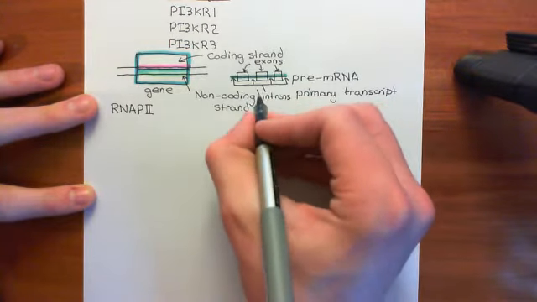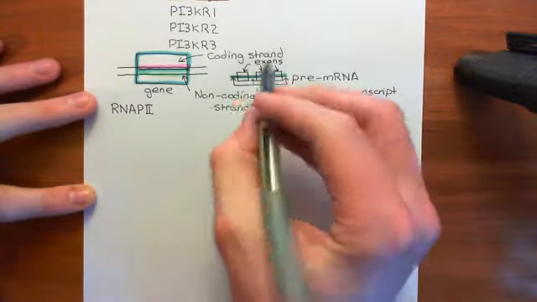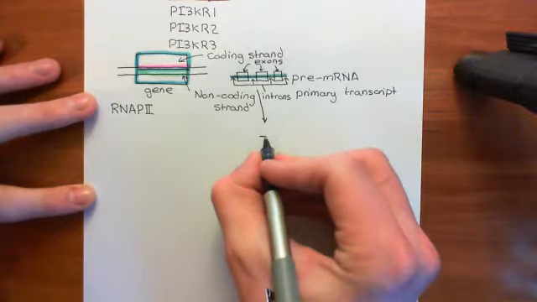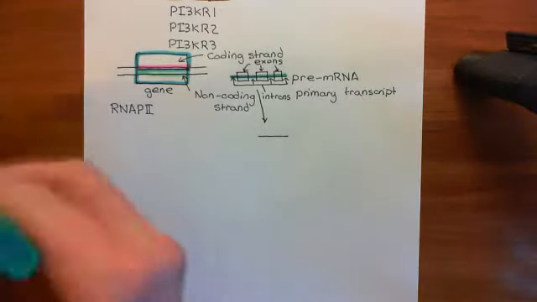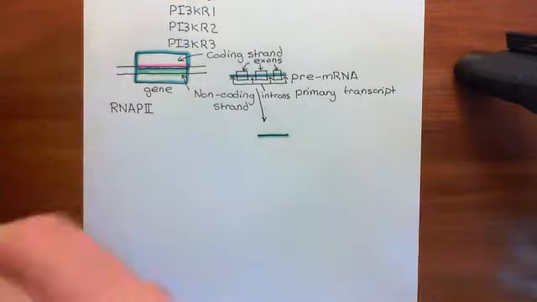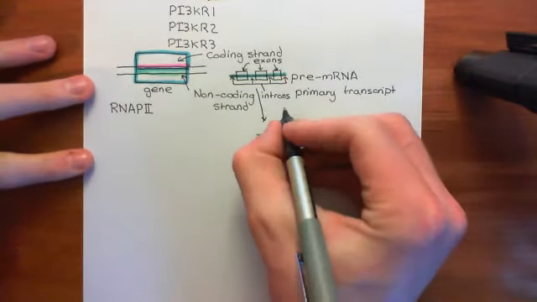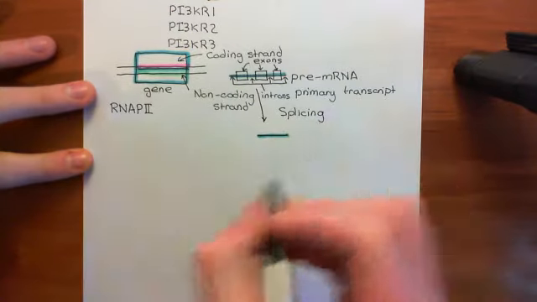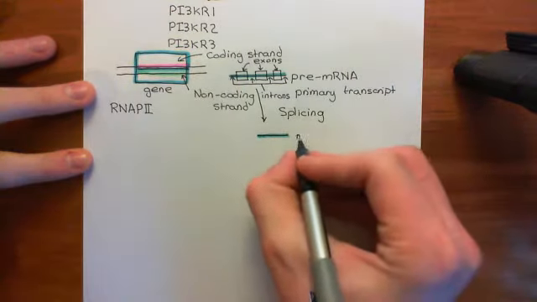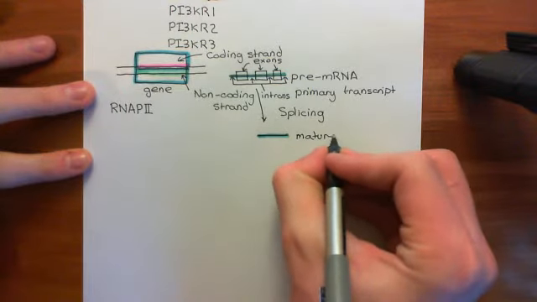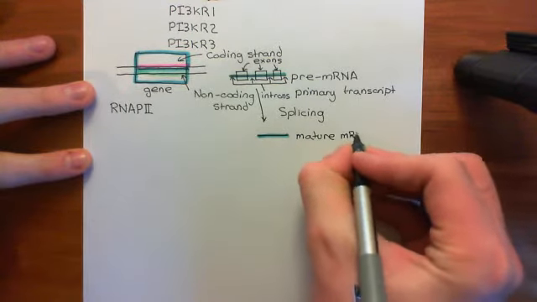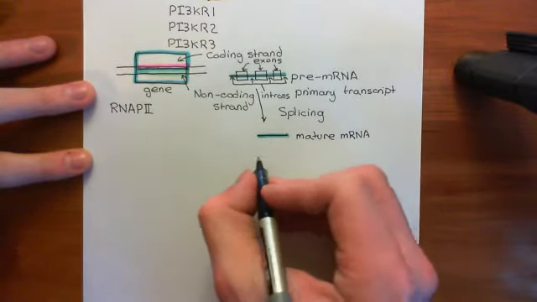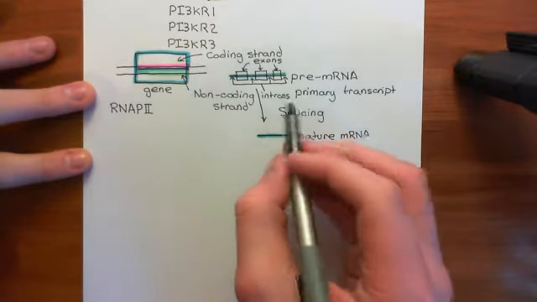In order to get this ready to go for a ribosome, you need to splice out the introns, you need to cut the introns out, and then you need to stick the exons back together. So you'll end up with a much smaller piece of mRNA at the end of that process. This process of cutting the introns out and then stitching the exons back together is known as splicing, and it produces this shorter piece of mRNA, known as the mature mRNA, which now just consists of the exons. This mature piece of mRNA will then be translated into a protein.